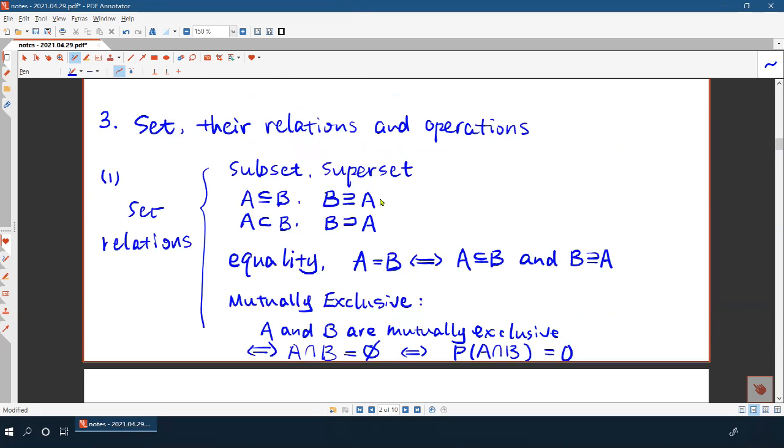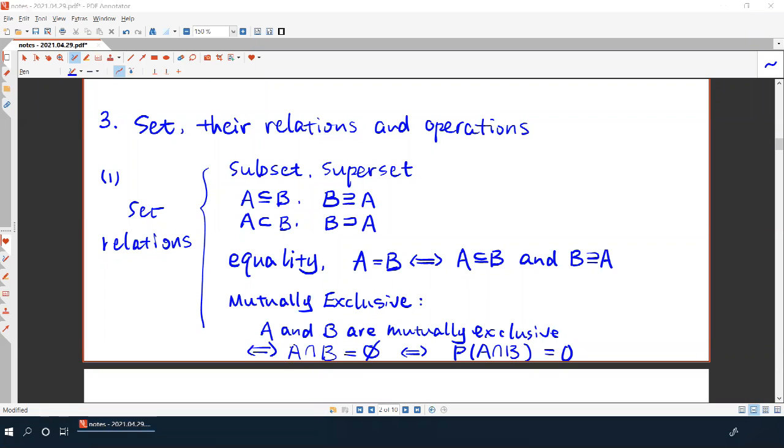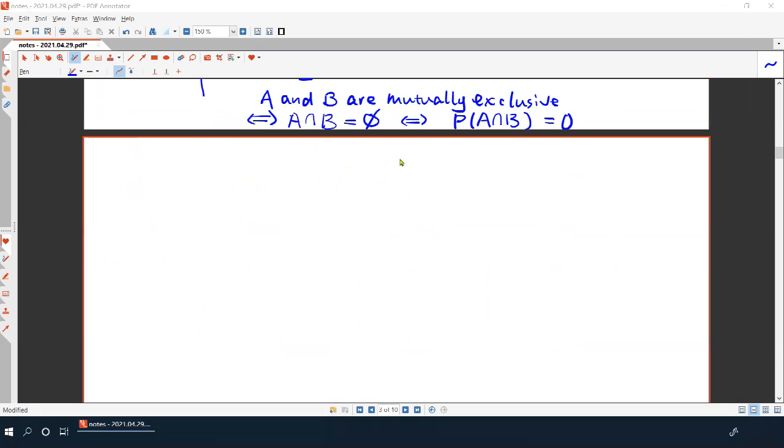Okay, any questions regarding set relations? No? Okay, next let's have a look at set operations.